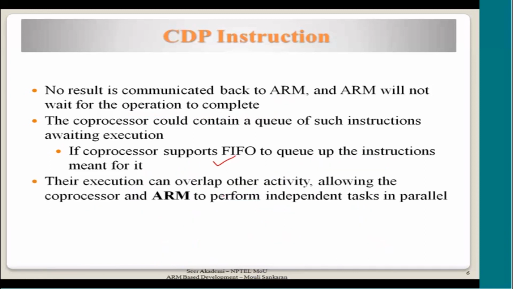Their execution can overlap other activity, allowing the coprocessor and the ARM to perform independent tasks. So ARM is doing its own processing and the coprocessor is doing its own job. They are all running in parallel. That we should keep in mind. That's the advantage of having coprocessors.